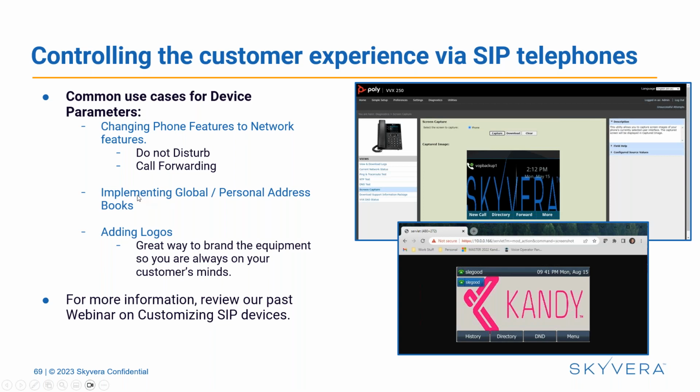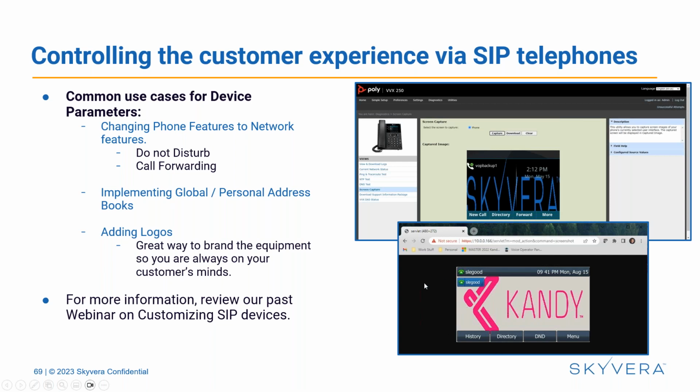Another option is implementing global or personal address books, adding logos. Again, this is a great way to brand your equipment. I can't tell you how many times I've walked into a doctor's office and asked them who their phone provider is, and I'll hear something like Poly or Yealink or AudioCodes, because they're reading the branding on the phone rather than knowing who their actual service provider is. So one thing you can do is go through here and put custom logos on the phones themselves.